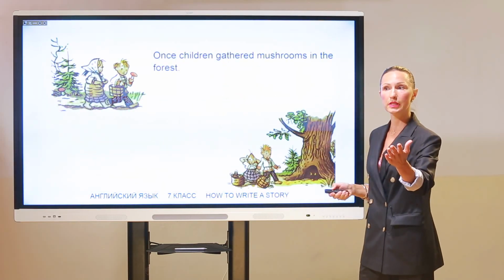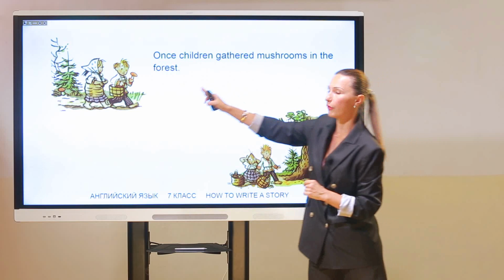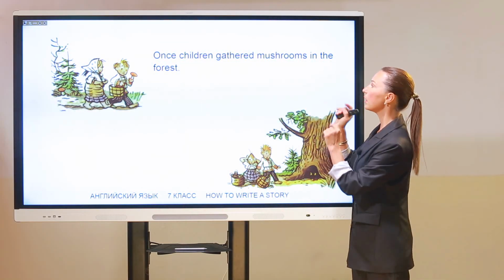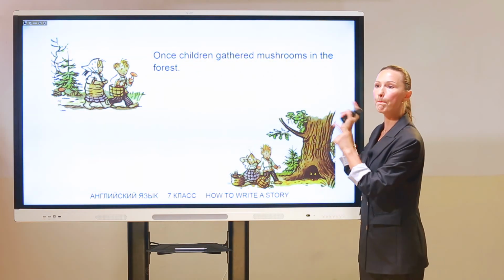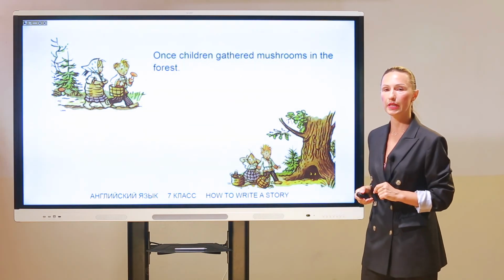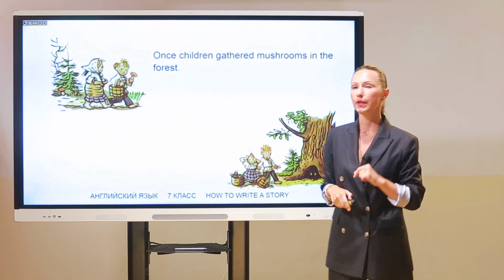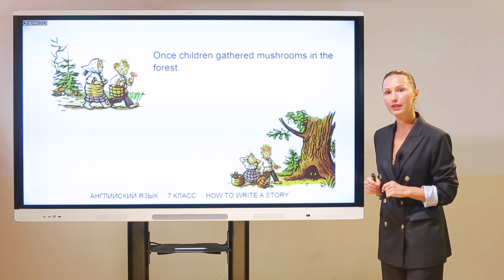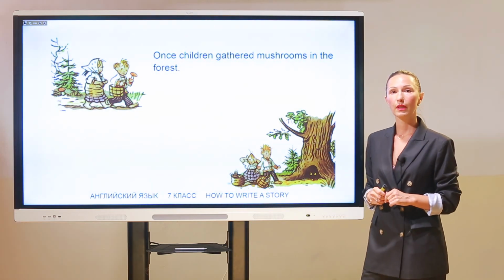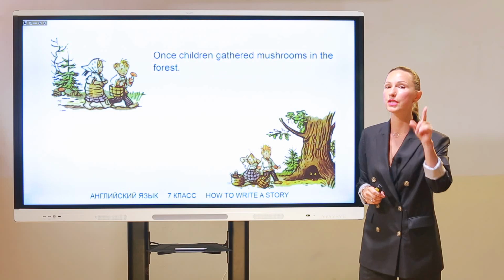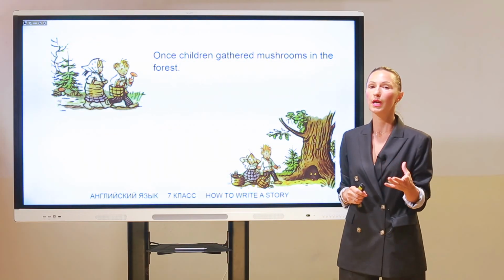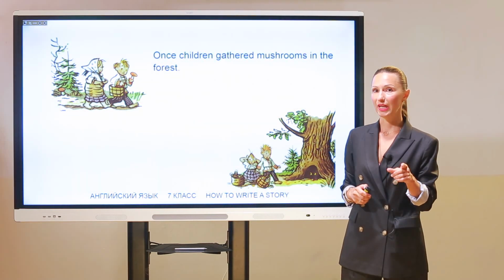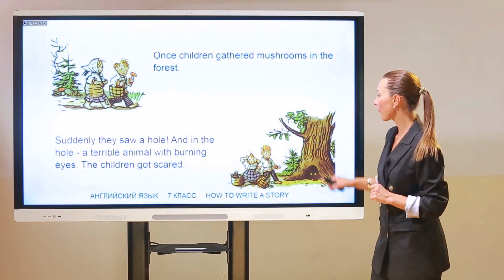And we have the first sentence. Look, please. First picture, and first sentence. We'll read together. Once children gathered mushrooms in the forest. Now guys, try to think about the second picture. You still have to think about W questions, okay? Who, what happened? Any ideas? We'll check. Let's go.